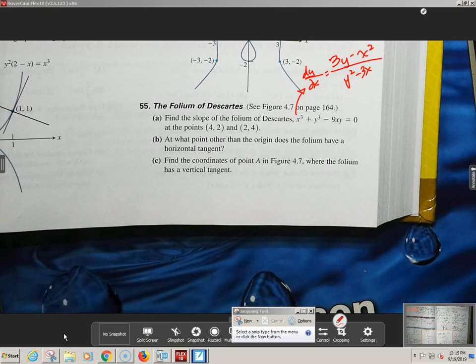At what point other than the origin, oh, so they're saying the origin works. Does the folium have a horizontal tangent? Horizontal tangent, who knows, setting equal to 0? Horizontal tangent lines come from zeros of the derivative. Vertical tangent lines come from zeros of the denominator. And cusps and that sort of stuff come from 0 over 0. So we can just say 3y minus x squared is equal to 0.